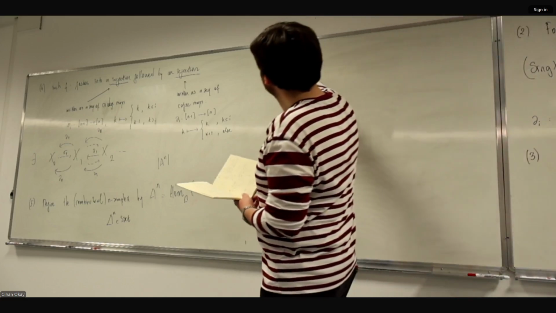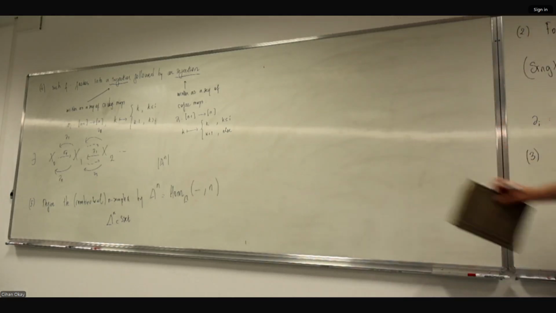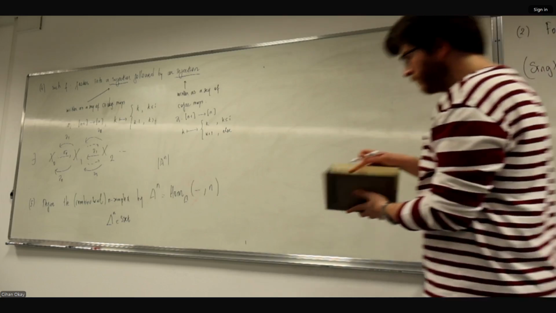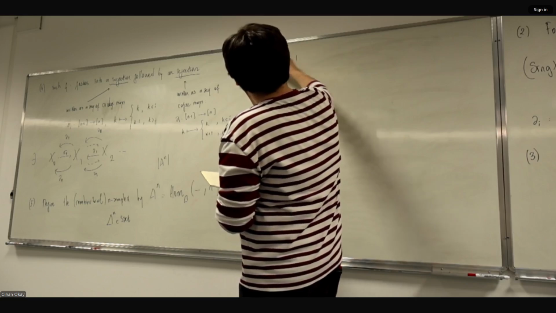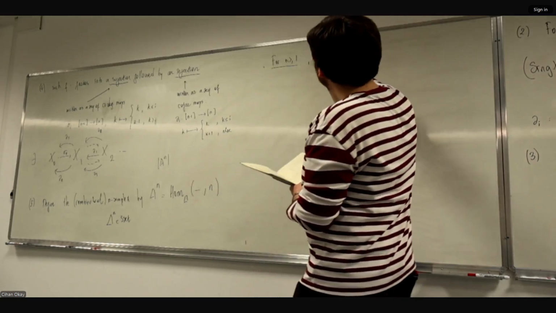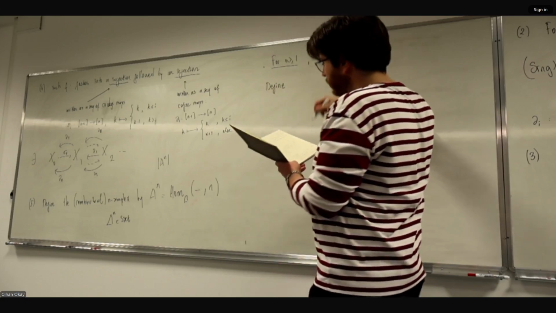And for the next definition, we will need what we call the horn, the horn of an n simplex. So for such n, we define the kth horn.